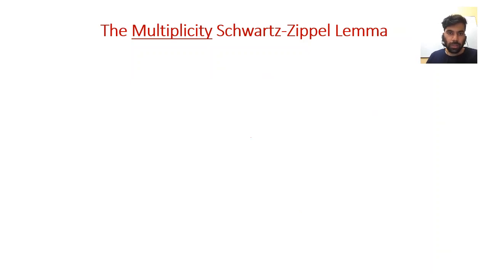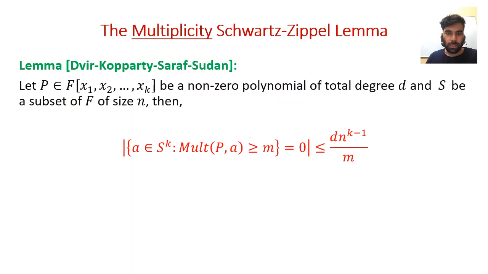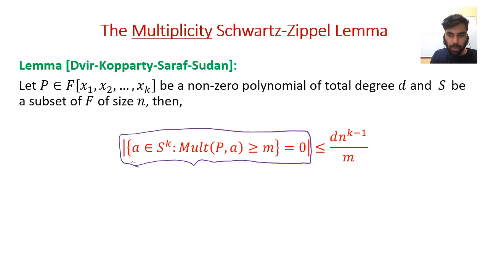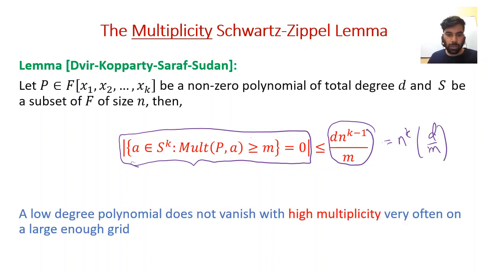And we saw a corresponding lemma, which is called the multiplicity Schwarz-Zippel lemma, which governs the number of zeros that can happen for this multivariate polynomial. This lemma is due to Dvir, Kopparty, Saraf, and Sudan, and it says that even in the multivariate setting, if you ask for multiplicity m zeros, there can only be as many as d by m fractionally. So it just takes the univariate result and scales it by 1 over m. So a low degree polynomial does not vanish with high multiplicity very often over a large enough grid.